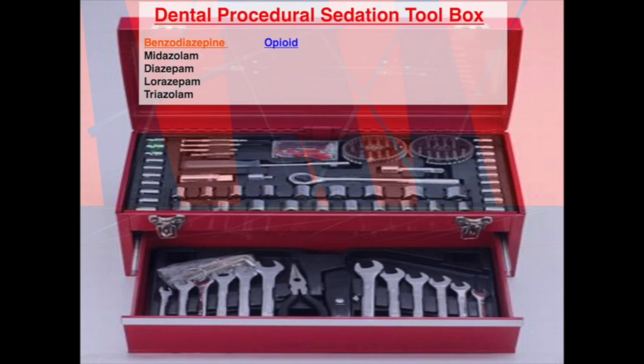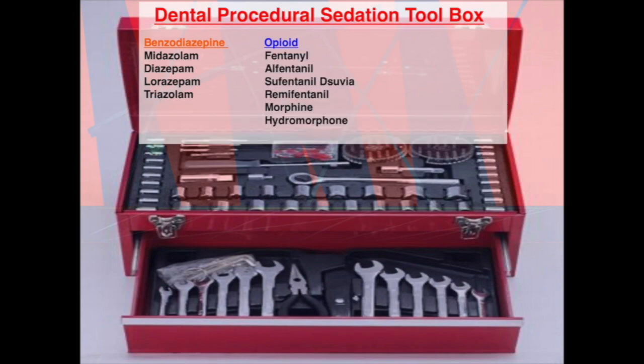Then there are the opioids, and there are many different types of opioids. We're not going to cover all of them, but I want you to at least, like I said, have seen the names. We've got fentanyl, Alfentanil, Sufentanil, and there's an oral form called Dsuvia that can be given. It's very potent. There's Remifentanil, morphine, and Hydromorphone. So Sufentanil is 100 times more potent than fentanyl, and it's 1,000 times more potent than morphine. Fentanyl is 100 times more potent than morphine.